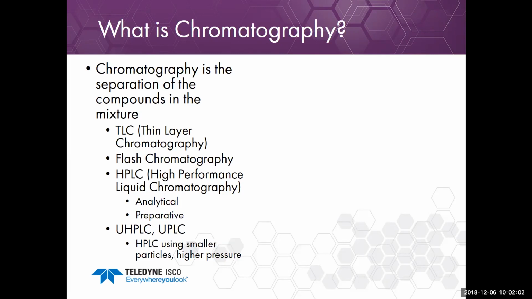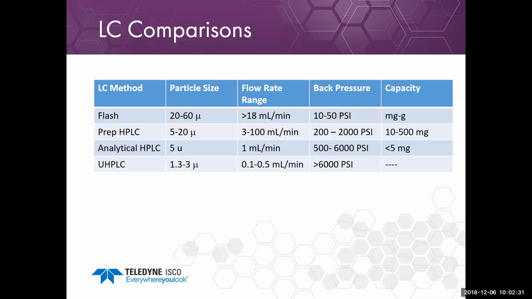Chromatography that we are all familiar with includes thin layer chromatography, flash chromatography, and HPLC, which is divided into analytical and preparative. UHPLC and HPLC is essentially HPLC using smaller particles and higher pressure. Ion exchange, size exclusion, and counter-current chromatography are outside of the scope of this presentation.